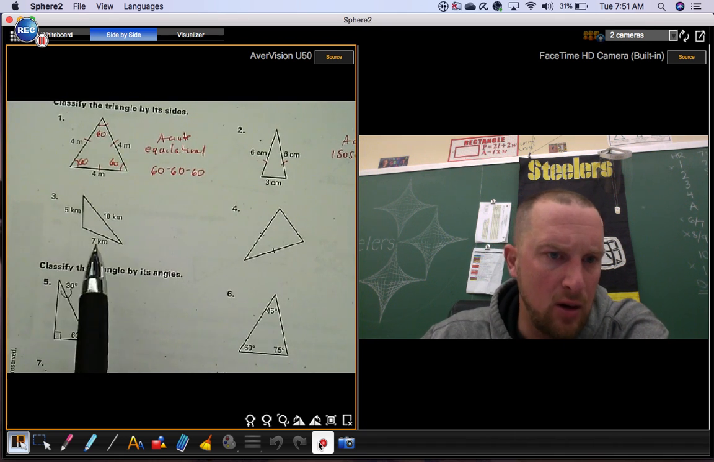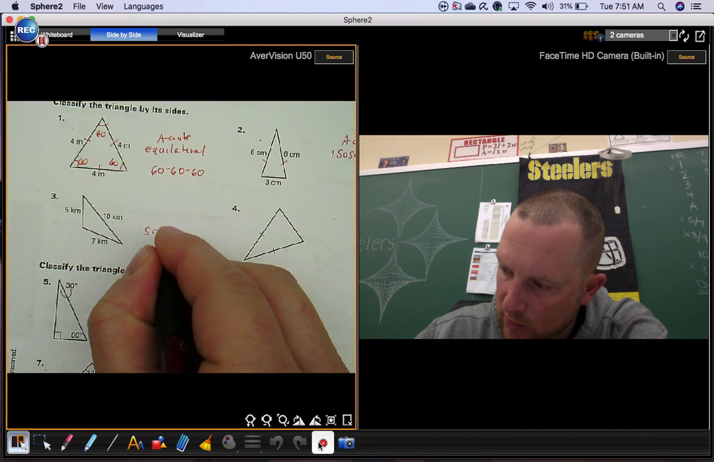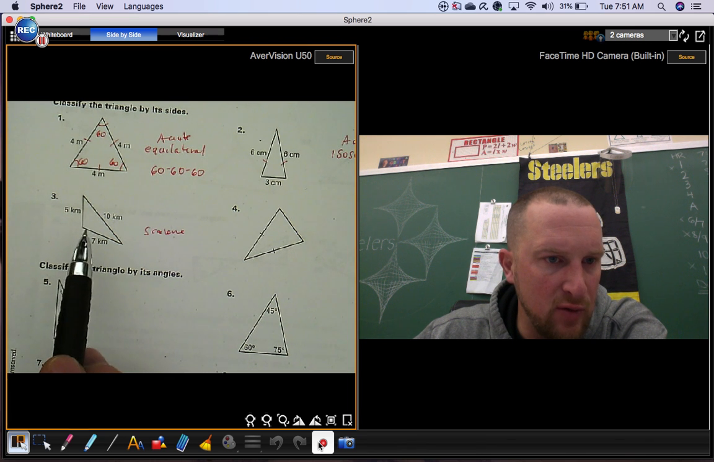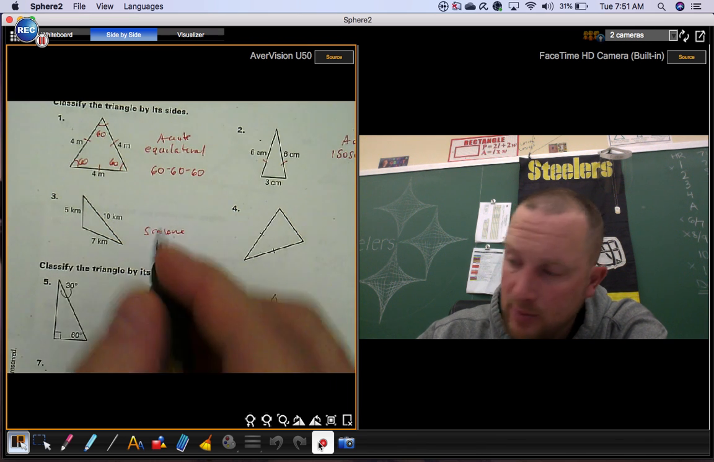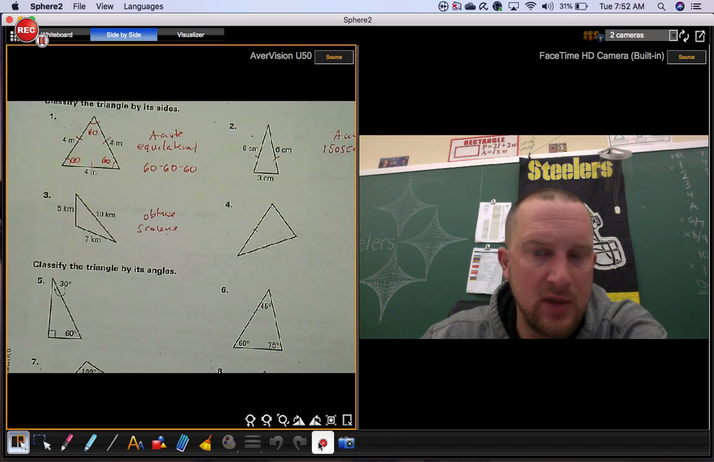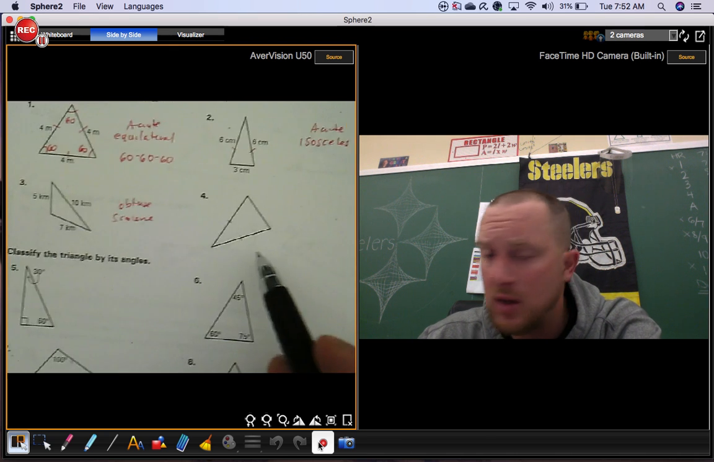Number 3, all these side lengths are different. So this is a scalene triangle. You could also probably go a little bit further and recognize that this is an obtuse angle. So you can call this an obtuse scalene triangle. Scalene triangles can also be acute, or scalene triangles can be right as well.